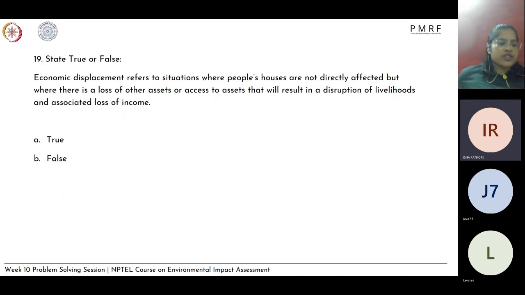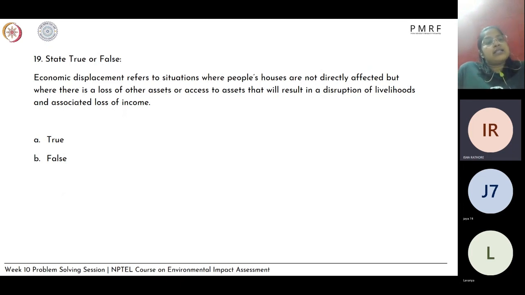So moving on to question 19, state true or false. The economic displacement refers to situations where people's houses are not directly affected, but where there's a loss of other assets or access to assets that will result in a disruption of livelihoods and associated loss of income. Is the statement true or false?